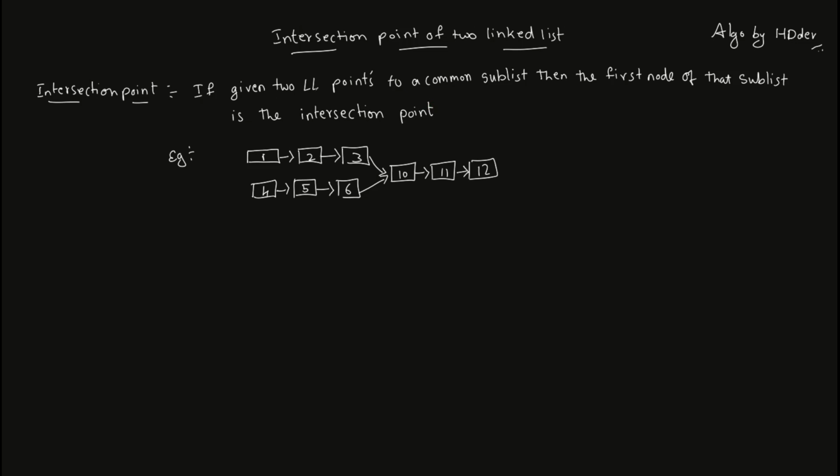Let us understand with this example. Here, let's say this is list 1 and this is list 2. Now both of these lists have this common sublist. So the first element of the sublist is 10, so it will be the intersection point in this example. Let us see more examples and find the intersection point.